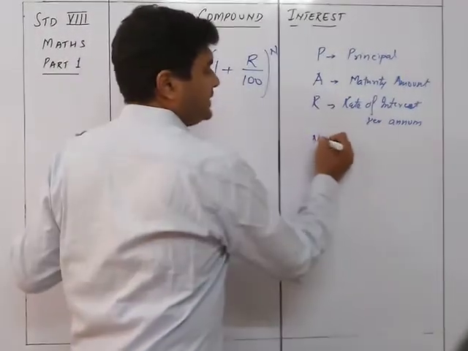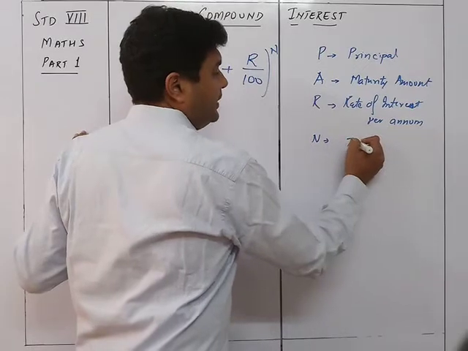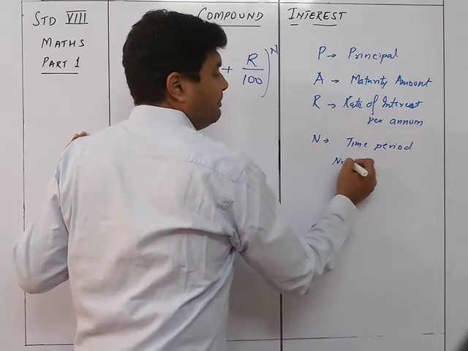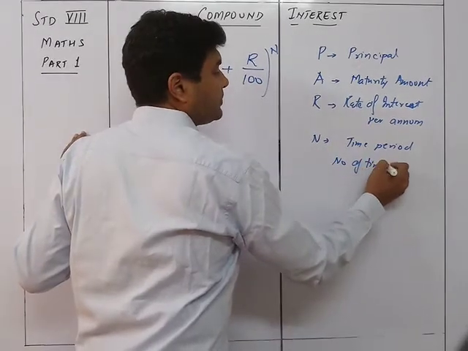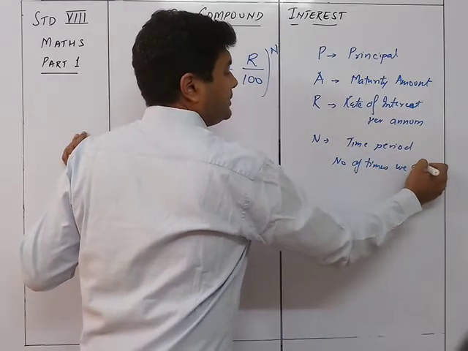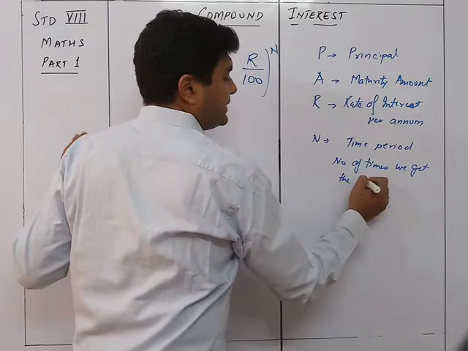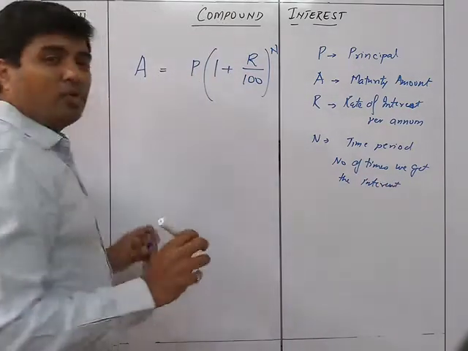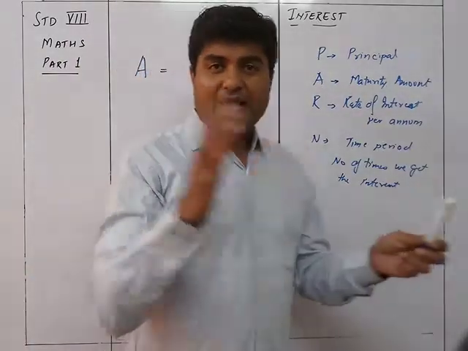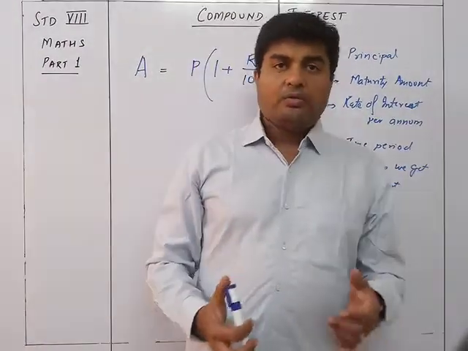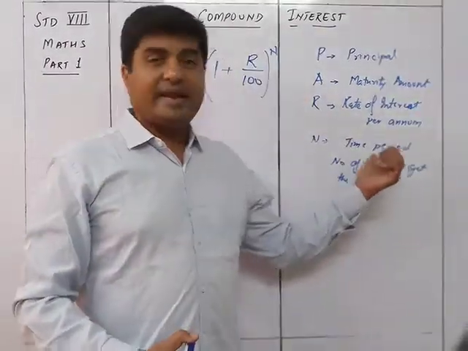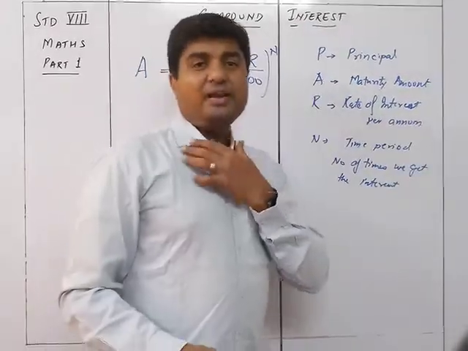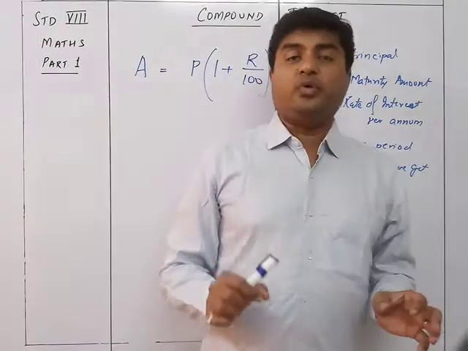N is the time period, but in this case we can also say the number of times we get the interest in that particular time frame. I'll explain why I am saying it this way rather than time period in the next part. So N is the number of times I am going to get interest.